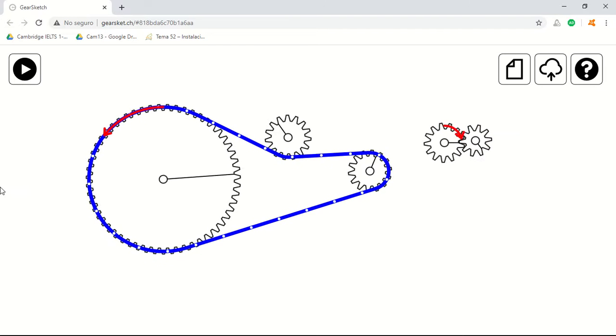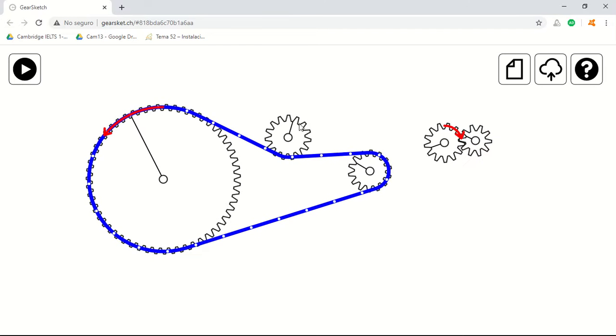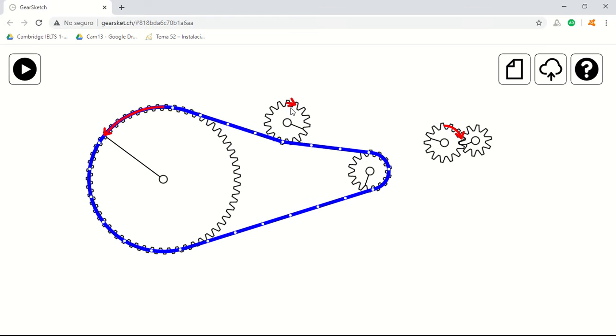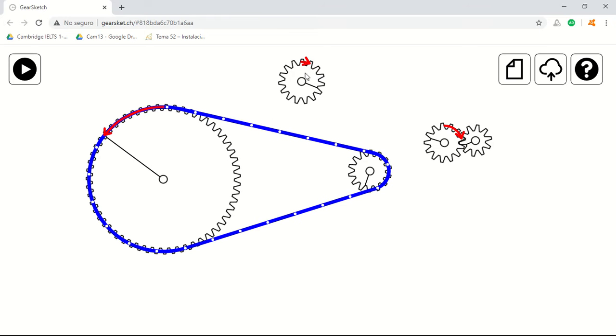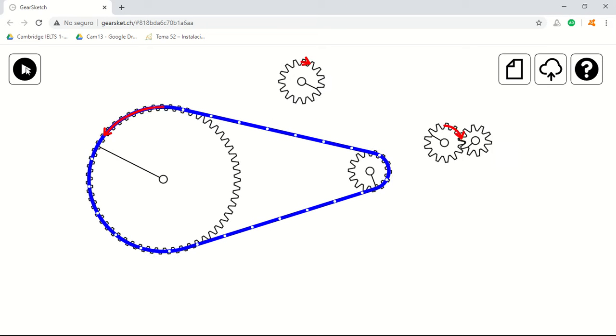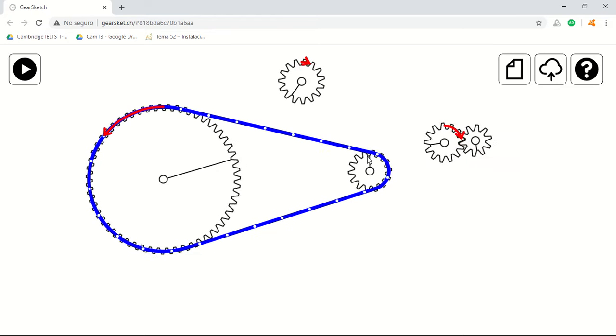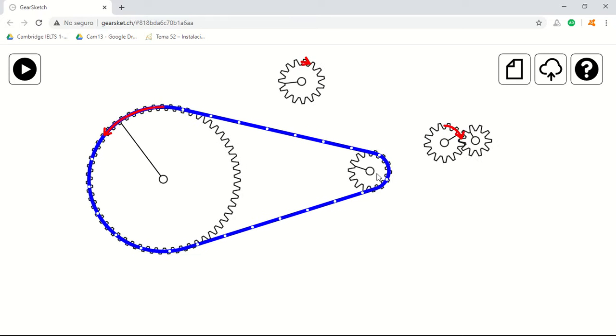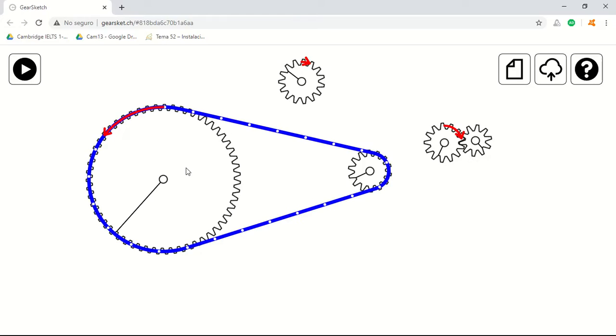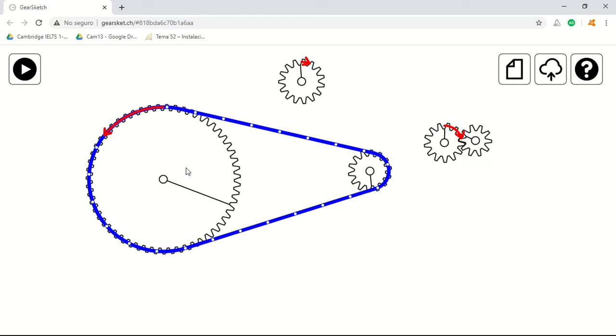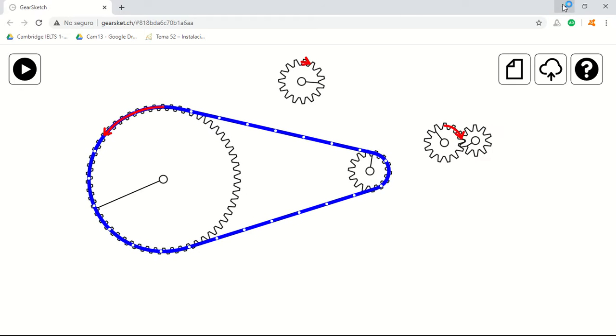And as you can see here, this is a speed multiplier because the small one turns faster than the bigger one. Okay? Good.